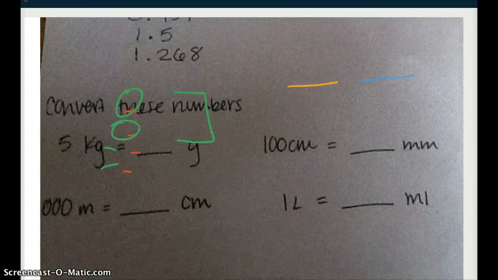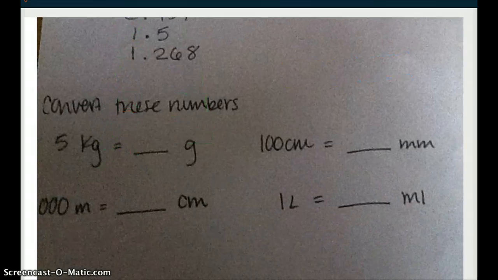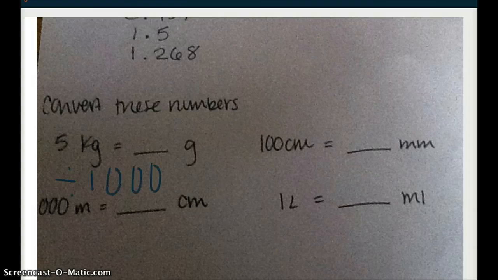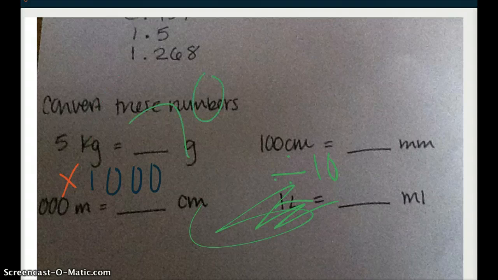Remember that chart that I have given you? You will not be able to use it on the quiz. So remember, when you're going from kilograms to grams, you multiply by 1,000. Centimeters to millimeters, you multiply by 10. Okay, I'm going to let you do the rest on your own, and good luck. If you can do this without a problem, you're going to be doing awesome.